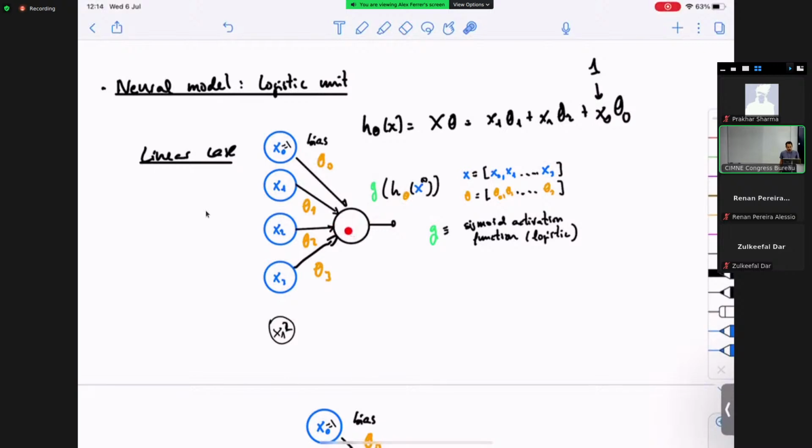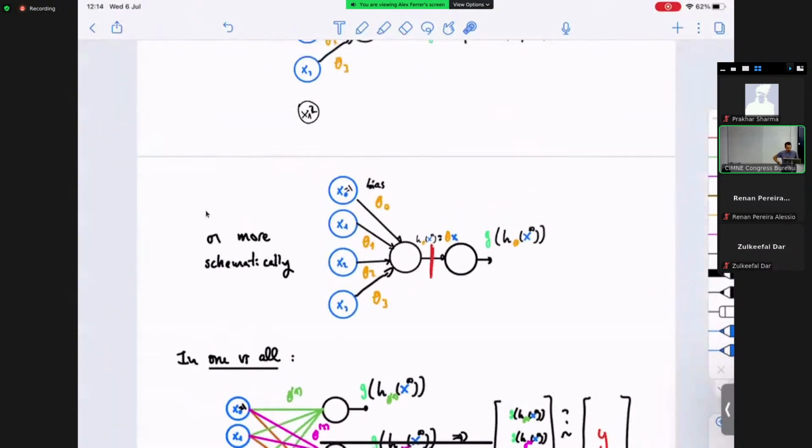Here you have important things that you have decided. First, what are you going to use on the left-hand side? Which are your features? The second thing is that you are going to use linear theta. And the third thing is that you have to use a sigmoid function. There are other functions. ReLU, for example, is another one. Other kinds of sigmoid functions, or activation functions.